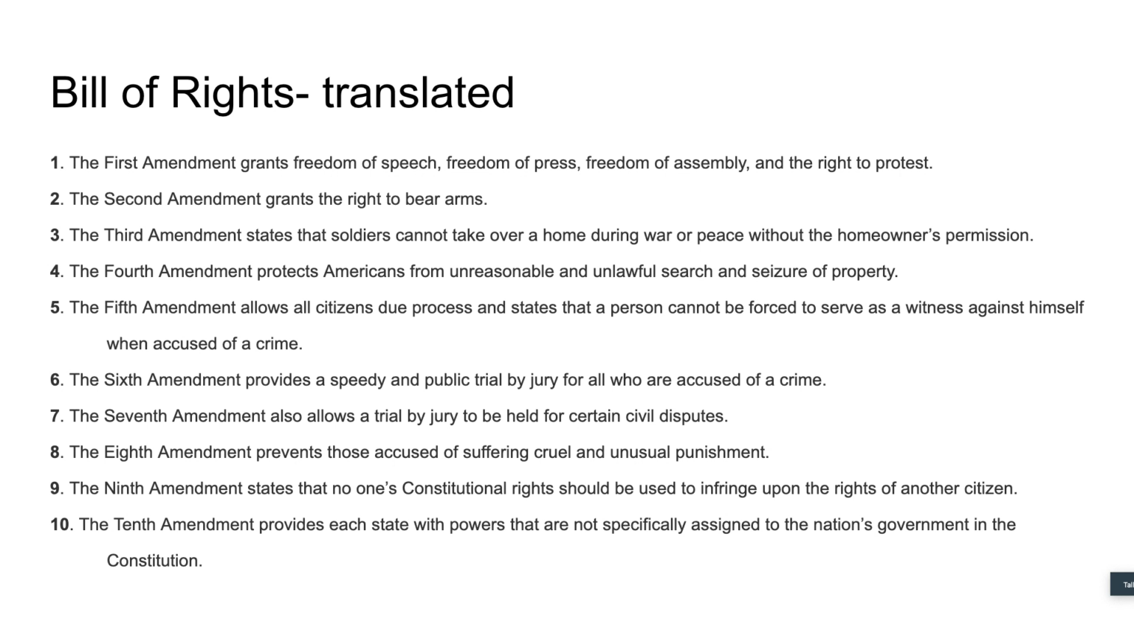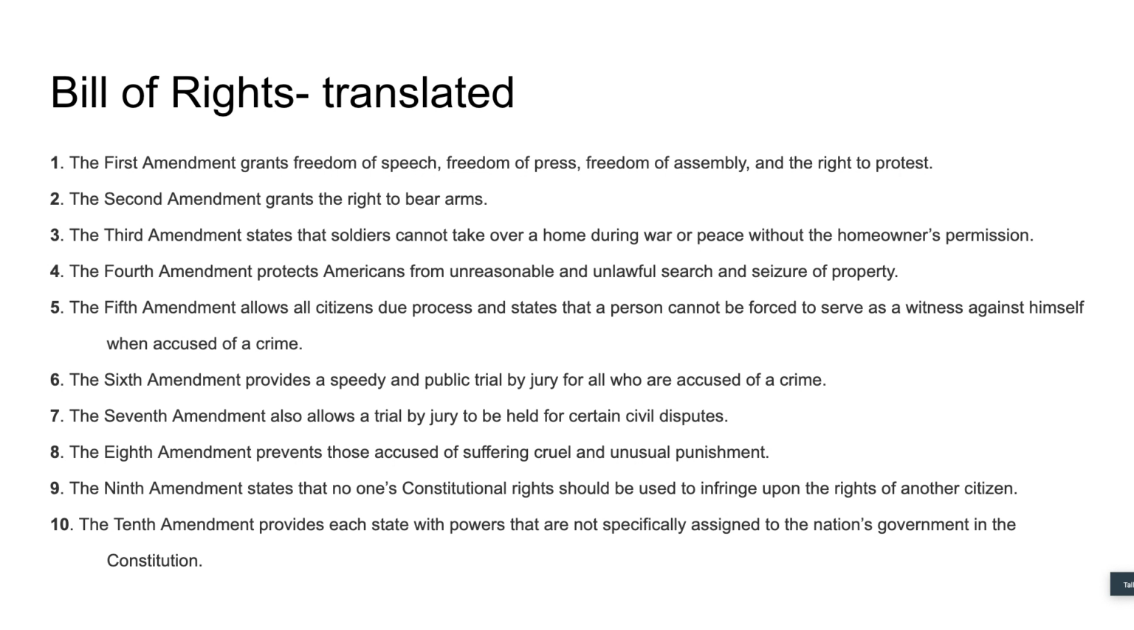Number 7 is allowing a trial by jury to be held for certain civil disputes. So these are smaller cases in court, but you're also allowed to have a jury. The Eighth Amendment prevents those accused from suffering cruel and unusual punishment. So back in the old days, they would have some pretty harsh punishments. So this helped protect Americans from those unusual punishments, and we don't have things like a firing squad anymore, or just pretty bad punishments. So this is a good one.